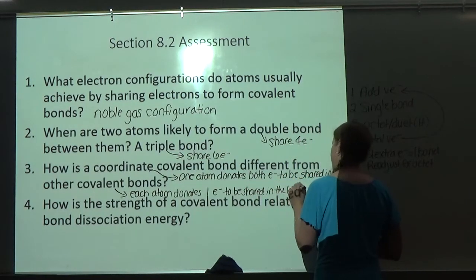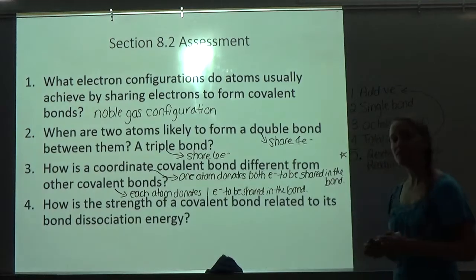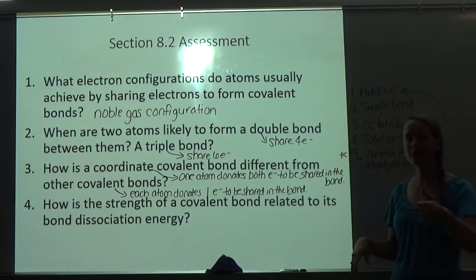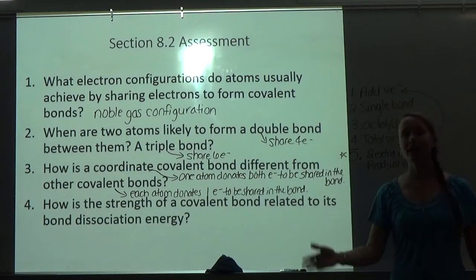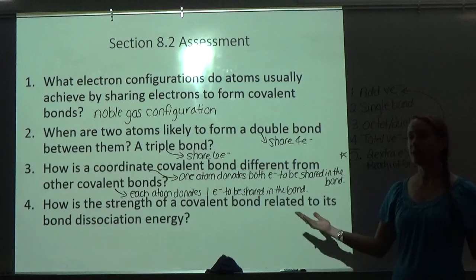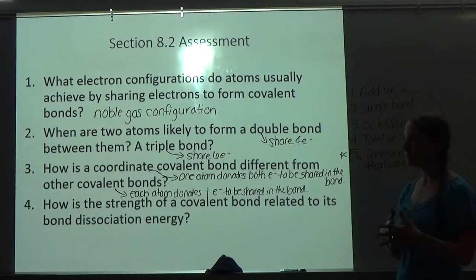So it's like you're going on a picnic. Okay, say 2 people are going on a picnic. A normal covalent bond, one person can be like, hey, I'm bringing sandwiches. One person can be like, hey, I'm bringing chips. And then they could share sandwiches and chips. So they each brought something and they each shared them.